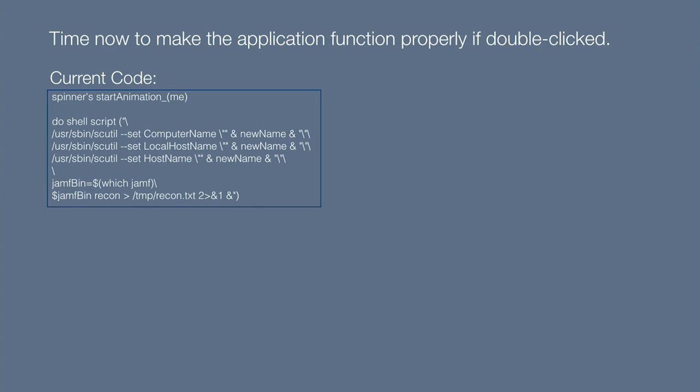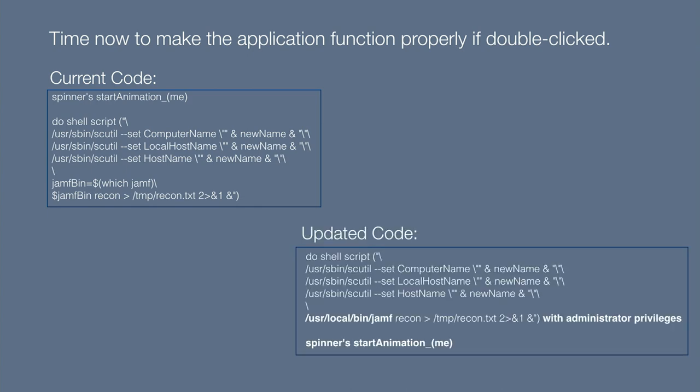So let's change things around a little bit. Updated, not adding a whole lot. To start with, I'm going to move the spinner rather than before the do shell script to after the do shell script. And the reason I do that is, honestly, I was lazy and I didn't want to add code to check to see if they canceled when it prompted for admin credentials. So moving it was my lazy solution. At the end of that do shell script, I'm going to say with administrator privileges. So that's going to prompt me for some admin credentials.